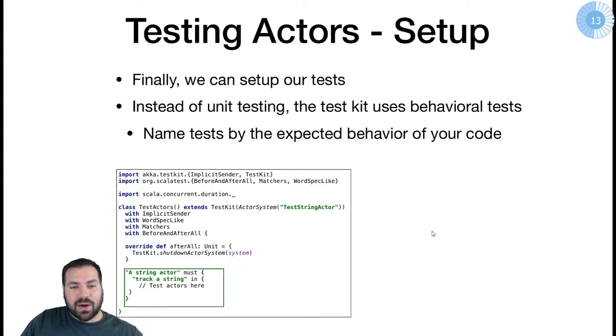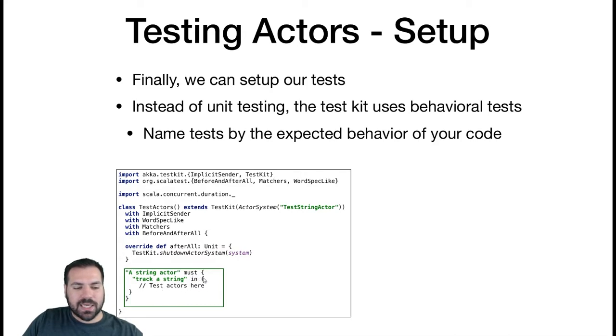And finally, we can get to our actual tests. So here's where we use our other mixins. And this is kind of a lot of work just to get what we call behavioral testing syntax and setup. We have a test name, and then the name for each test. But we want this to read like a sentence for behavioral testing, so we have a more English description of what we're testing. So we're saying a string actor must track a string in this test case.